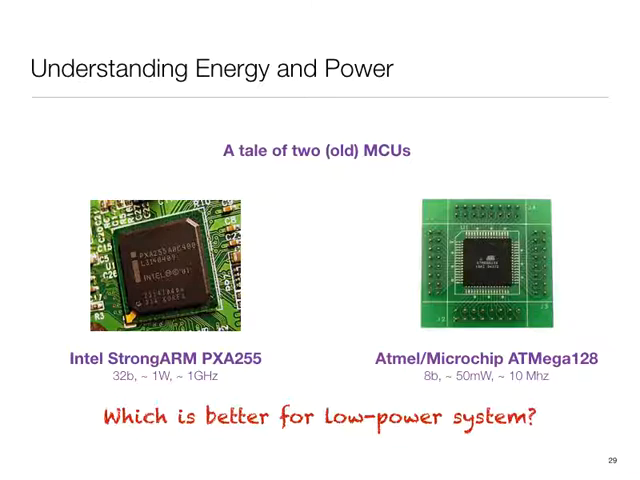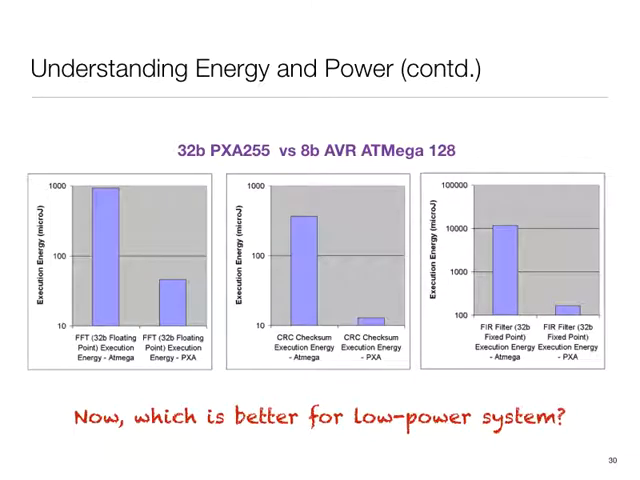But actually, the story doesn't even end there. This one is a 32-bit processor. That one is only an 8-bit processor. So at the very least, this one is doing 4 times the work every clock tick. That's another factor you gain, and you see it when you actually benchmark the energy consumption. Here, on a few different tasks, FFT, cyclic redundancy check, and a finite impulse response filter, the left-hand side is the 8-bit, low-power processor. I need floating point, and it doesn't even have a floating point unit, so I'm faking floating point in software.